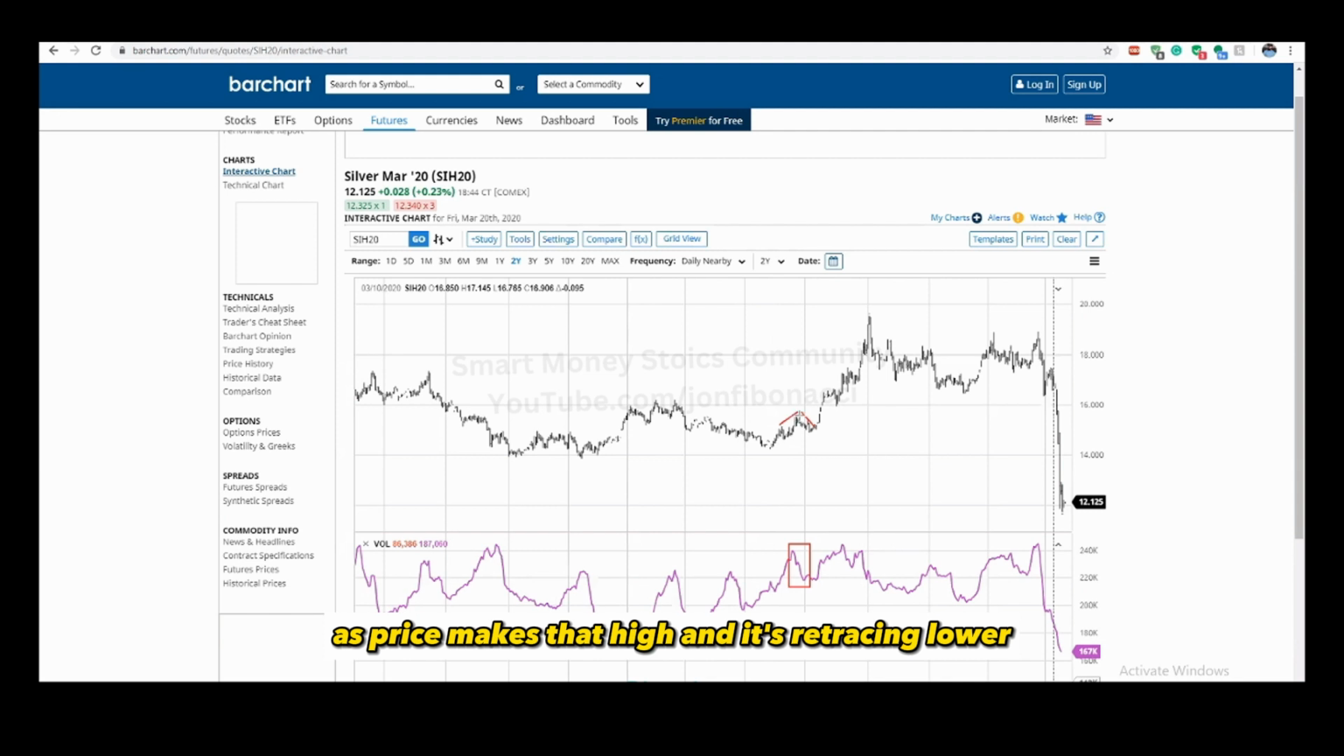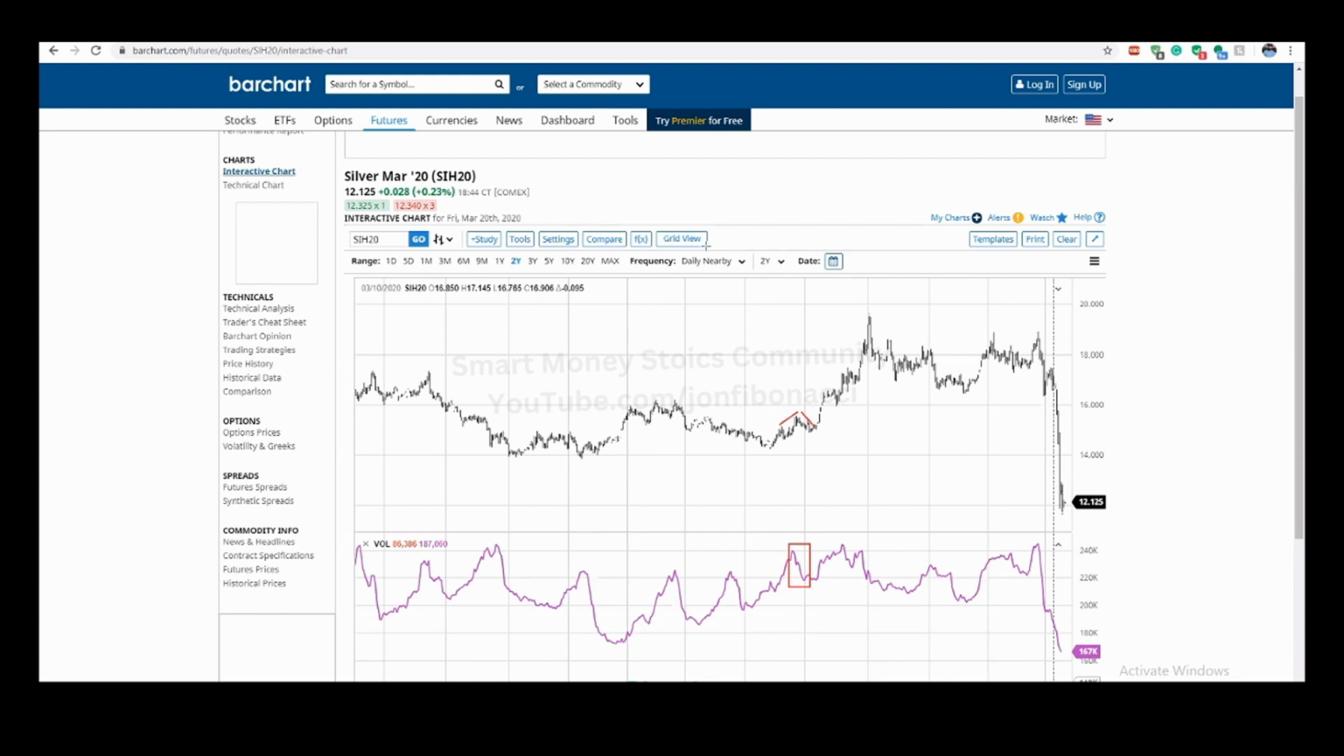As price makes that high and it's retracing lower, they're decreasing short positions. Oh, that's important. Like I said, decreasing their short positions. So if they're lessening their shorts, what do you think that means? That means they expect the market to go higher because they're taking short positions away. So what happens after the market retraces, makes that low? You get your price explosion. That's how you know that.